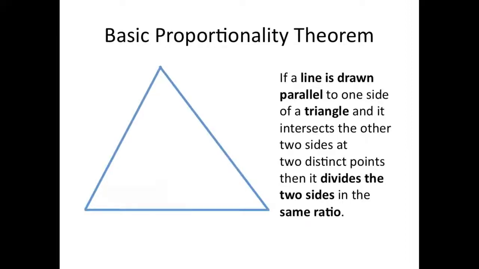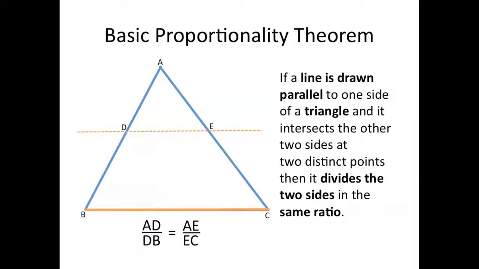So here's our triangle, ABC, and I'm going to draw a line DE, which is going to be parallel to BC. So according to the theorem, the line DE cuts sides AB and AC at the same ratio. That means you can write out the proportion AD over DB is equal to AE over EC. And this is what we're going to prove.